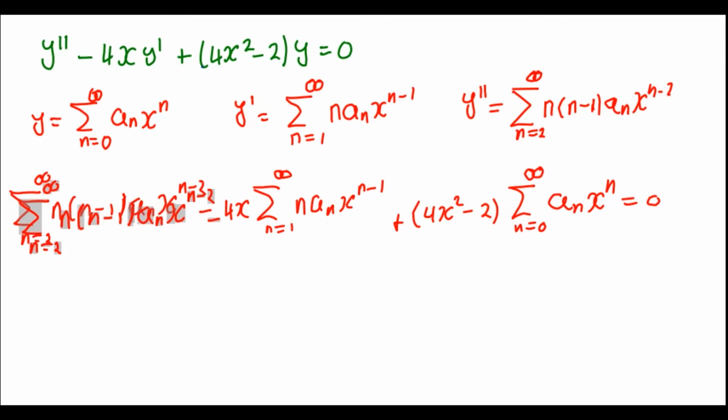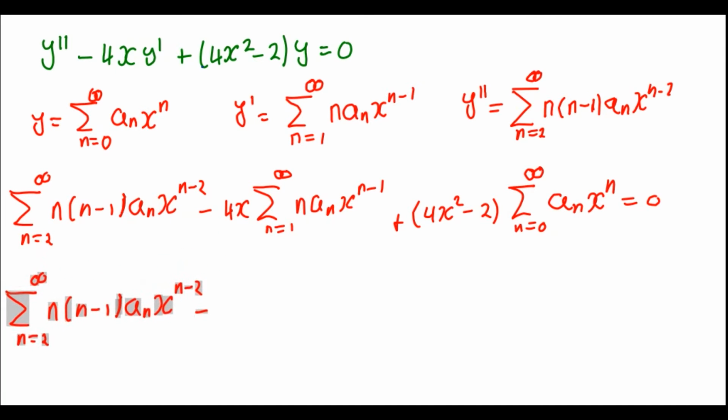I'll bring it down here. Okay, then here I'm going to have a 4. Okay, so I will still maintain the summation from n is equals to 1 to positive infinity. So for this part here, you observe that I had x here.